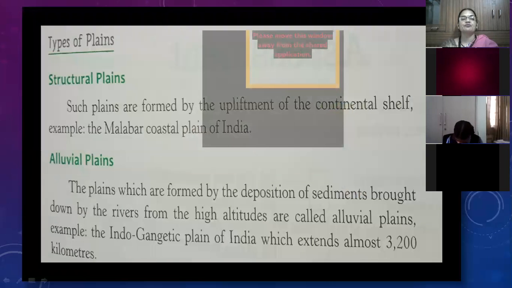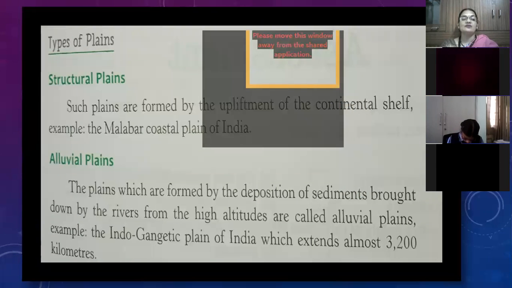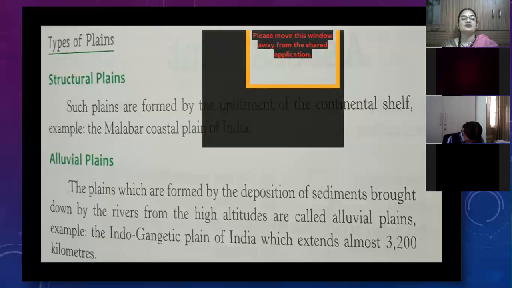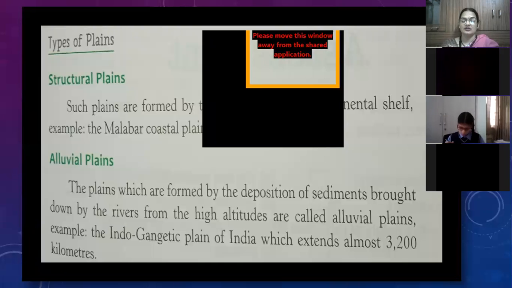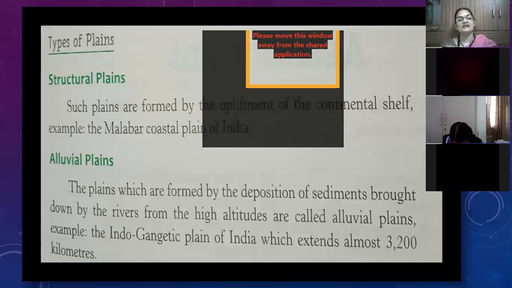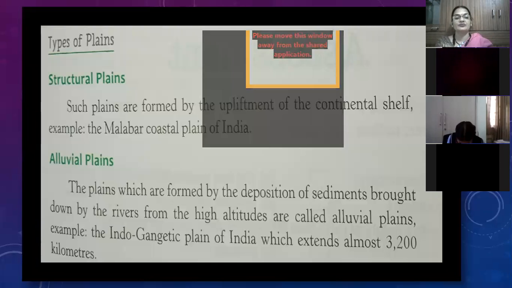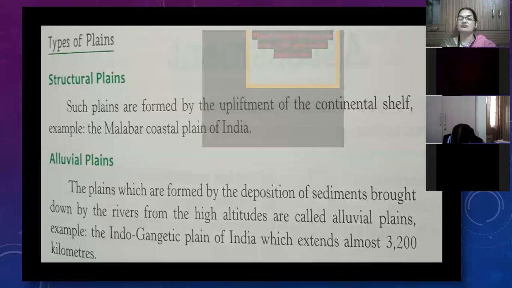Types of plains. Different types of plains are structural plains and alluvial plains. Structural plains are formed by the upliftment of the continental shelf. Clear, students, structural plains are formed from the continental shelf. For example, the Malabar coastal plain in India is an example of a structural plain. The Malabar plains are found along the Western Ghats.